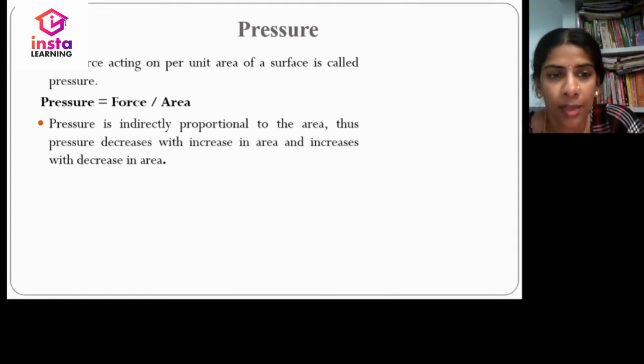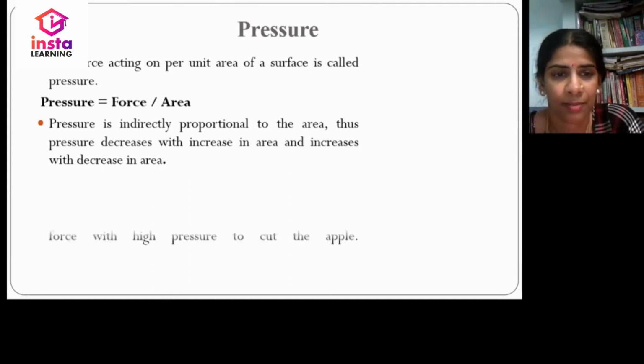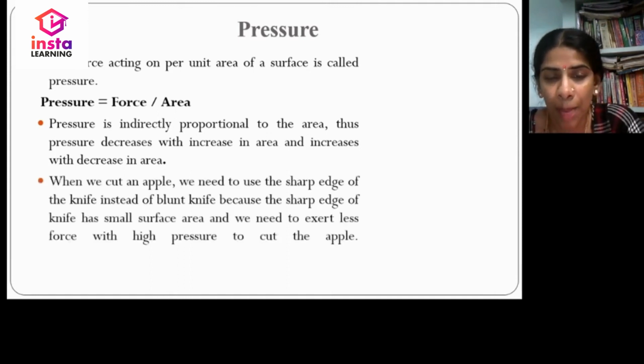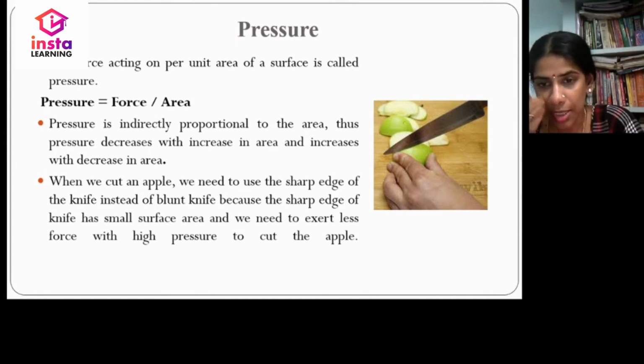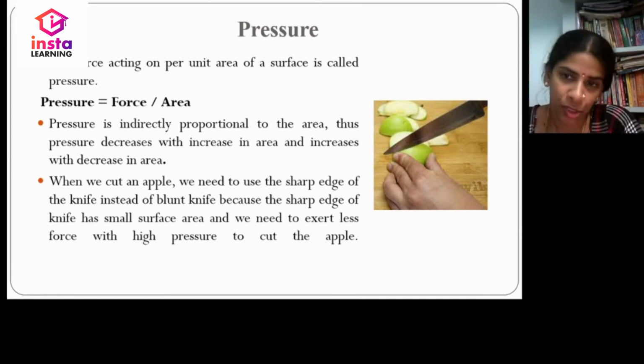On the other hand, when the area is decreased, the pressure is increased. And when the area is increased, the pressure is decreased. When we cut an apple, we use the sharp edge of a knife instead of a blunt knife. This is because the sharp edge has a small surface area, so we need to exert less force to get high pressure to cut the apple.